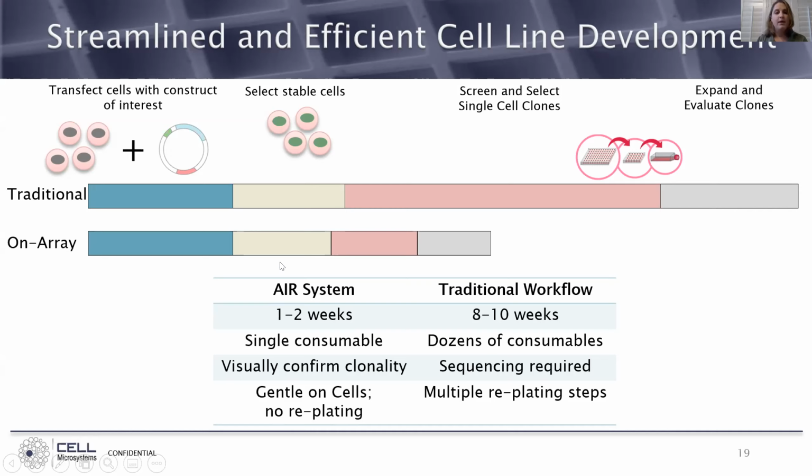In contrast, on the AIR system, we can go from a population to a clone in as little as 2 weeks. We can use a single consumable. This whole thing is happening on one plastic dish. We can visually confirm both clonality and phenotype, and it's incredibly gentle on the cells. There's no replating steps, there's no trypsinizations necessary, there's no expansion steps. I equate it to basically putting an ice cube from your ice cube tray directly into your drink instead of melting the ice cube before it goes into your drink.